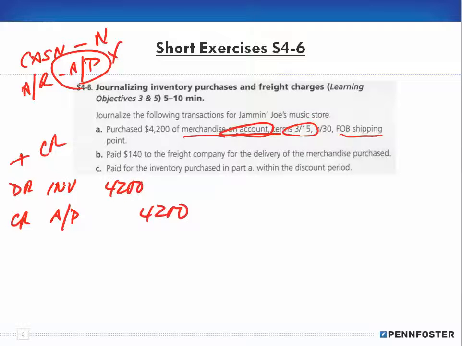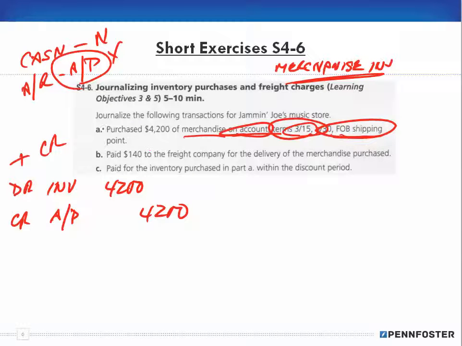Just realize that the solution is giving inventory. You have to look at your chart of accounts. Sometimes the general ledger account will be just inventory, but oftentimes it'll be merchandise inventory. You have to look at the chart of accounts in order to determine what account you're actually going to be using. Now, since this is purchasing the inventory, all of this extra information about terms and FOB shipping has nothing to do with that particular journal entry.